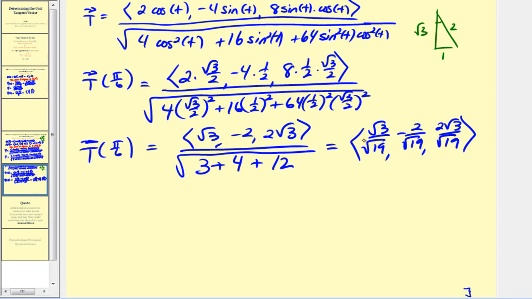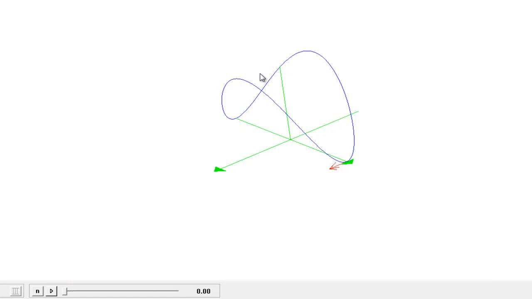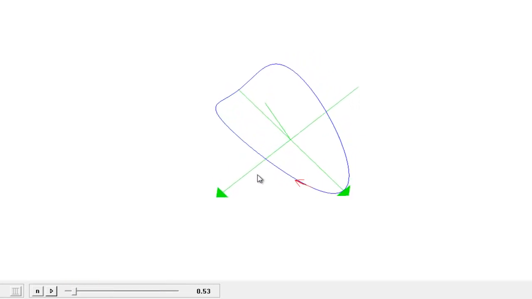Remember, this unit tangent vector is in component form, so the initial point would be at 0, 0, 0, and these would be the coordinates of the terminal point. What we're going to do now is graph this where the initial point is at the point of tangency, as we see here, so we get an idea of what that vector would look like. So here we see the space curve, and this red vector here is a unit tangent vector. So when t is equal to pi over 6, which is approximately 0.52, we found this unit tangent vector here in red.